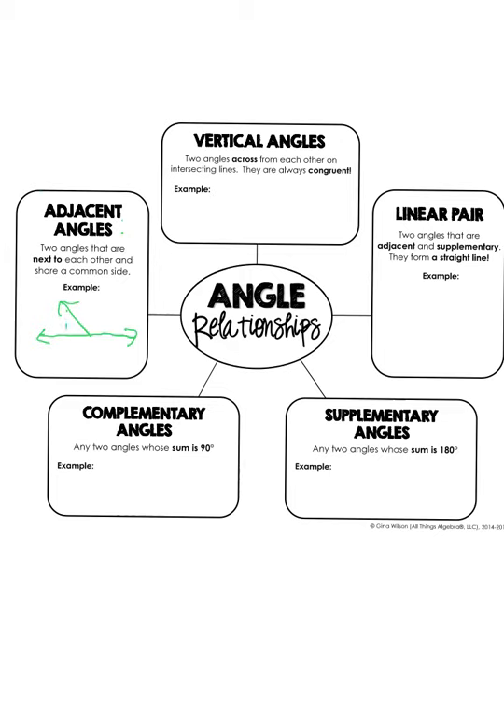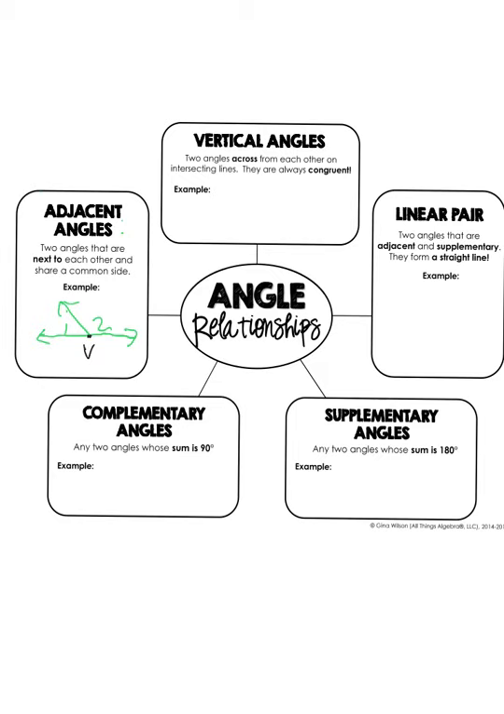So I'll call this angle 1 and 2. They share a common side, and a common point, which is called the vertex. So the vertex here is this point right here. I'll call that V for the vertex for this one.